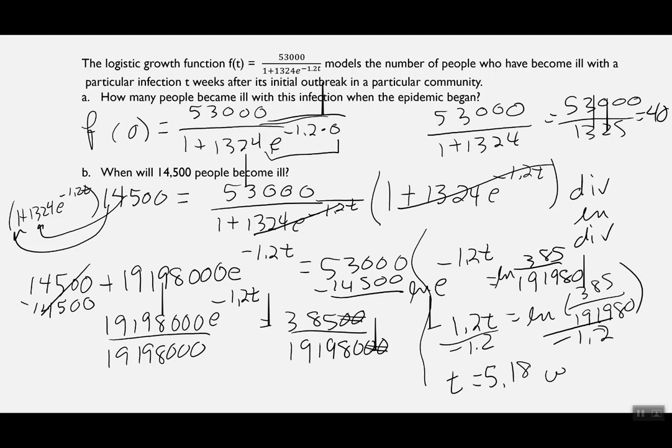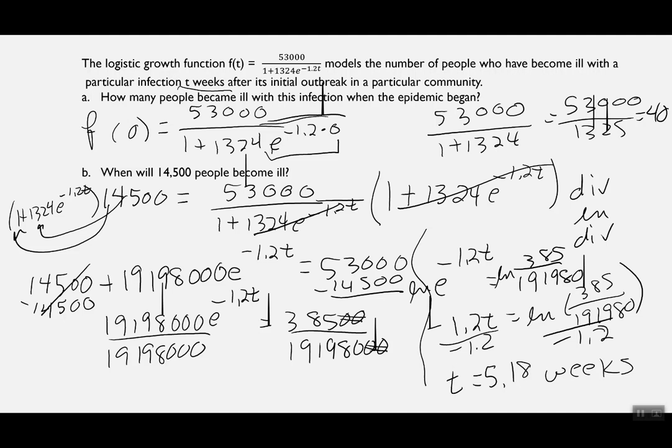This stands for weeks, because if you go back to the beginning, it says weeks. So in 5.18 weeks, it will go from 40 people that started up to 14,000 people that are sick later. They should all sound scarily familiar to you, like in our everyday lives right now.